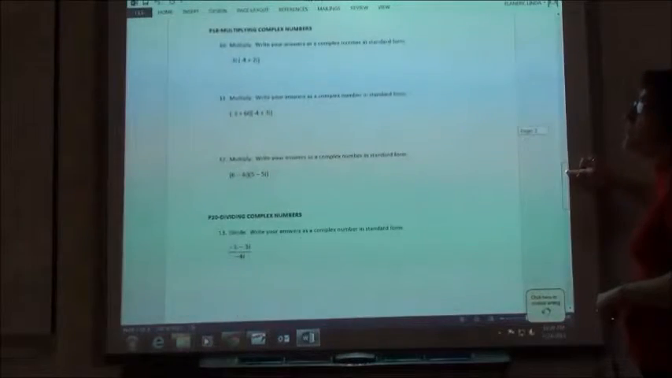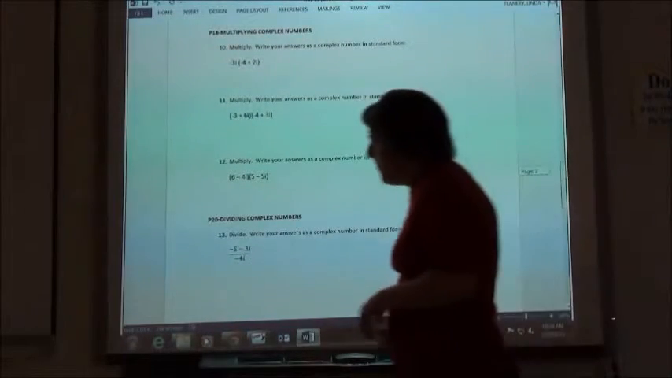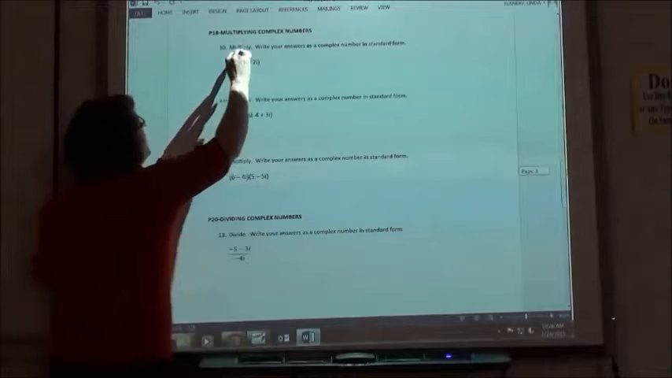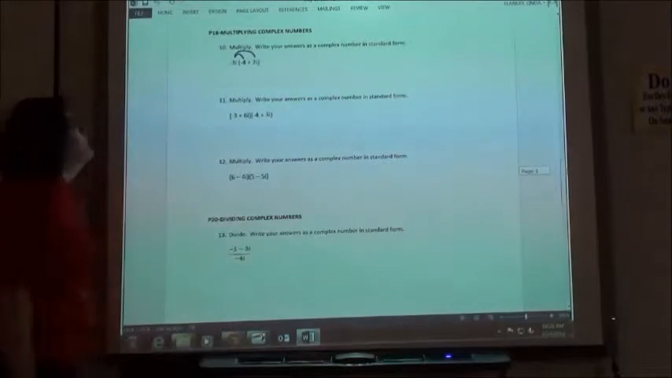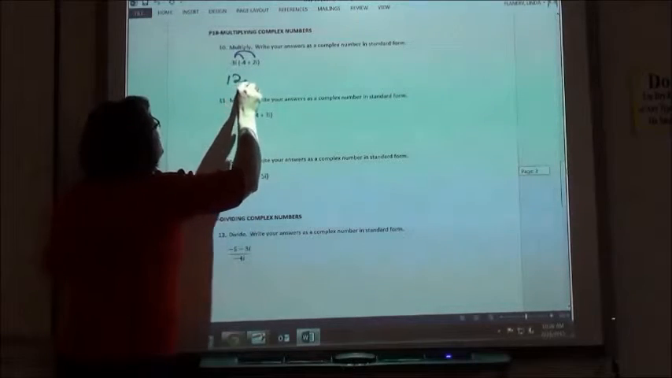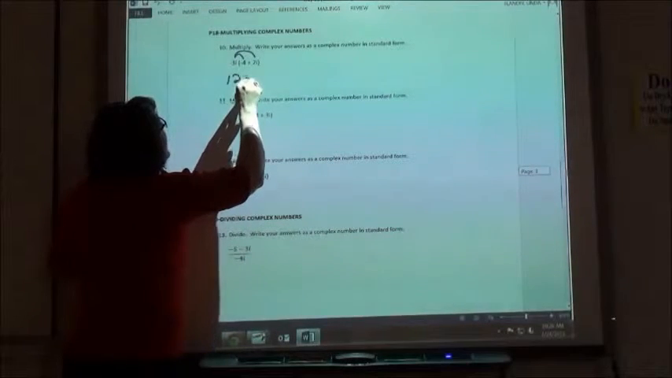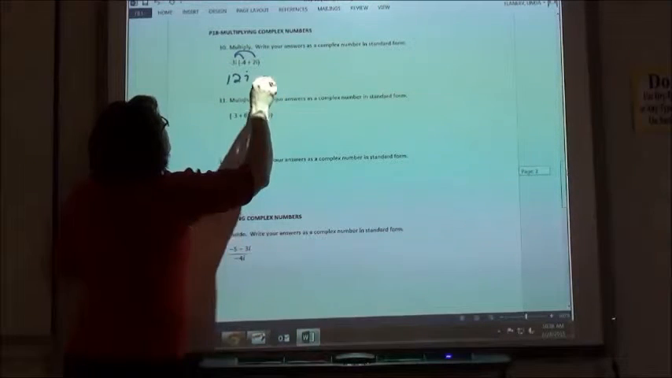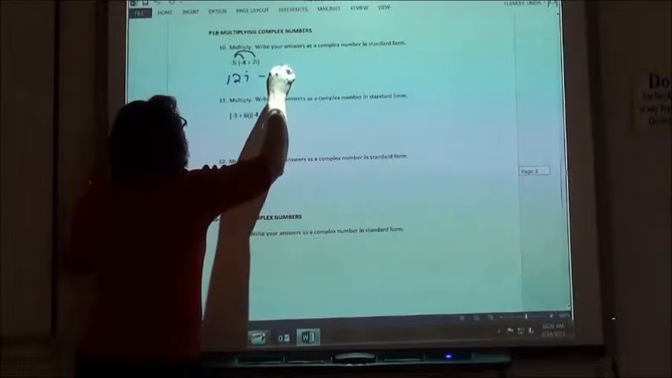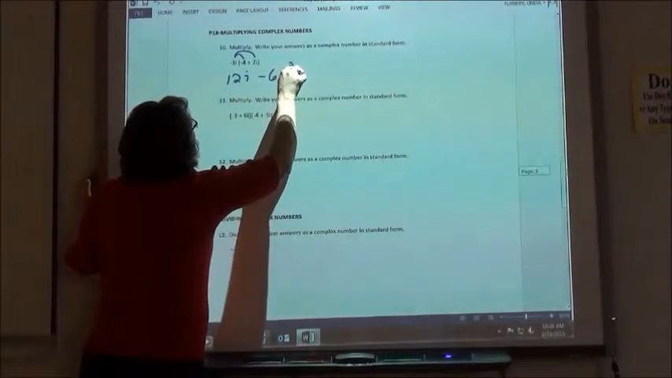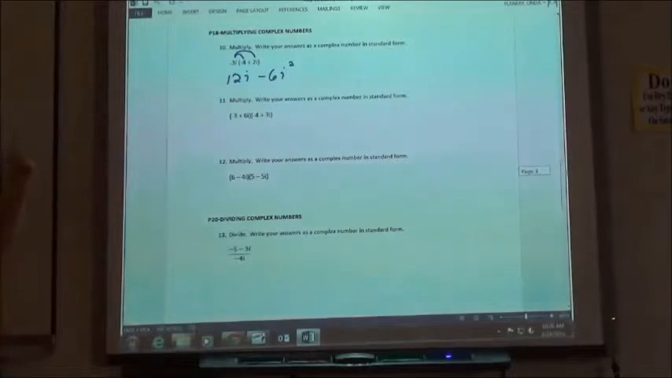Again, we're going to multiply just like we multiplied before. I'm going to use my distributive property on that first one, right? Yeah. So, multiplying that out, I'm going to get 12i minus 6i squared, right? Because there's an i and another i.